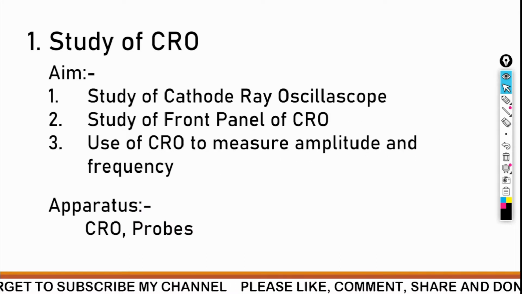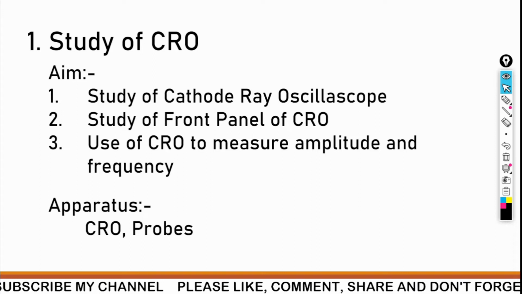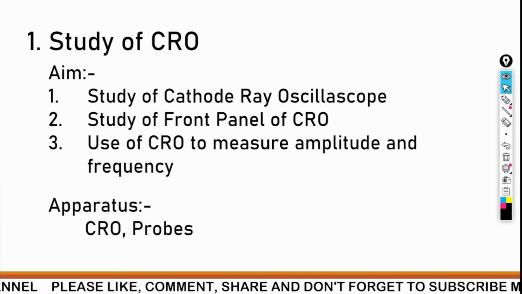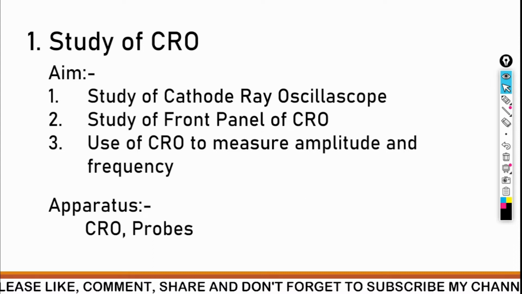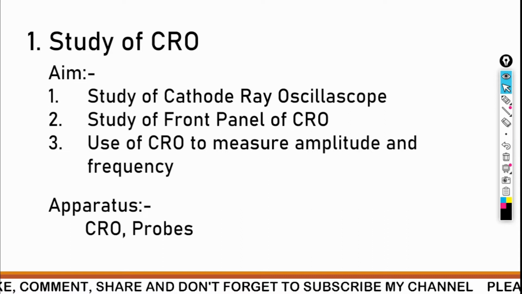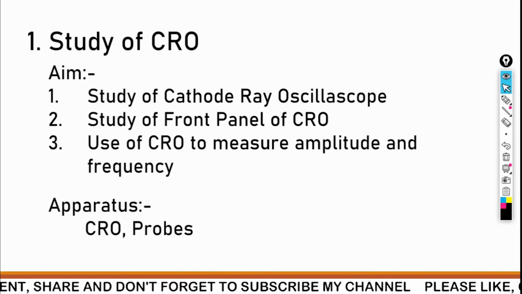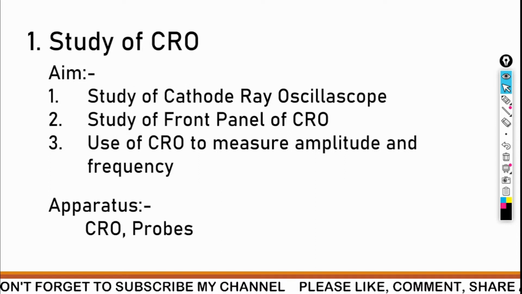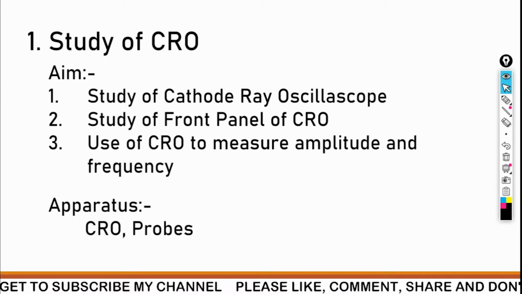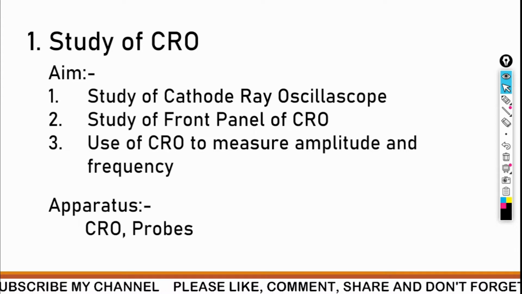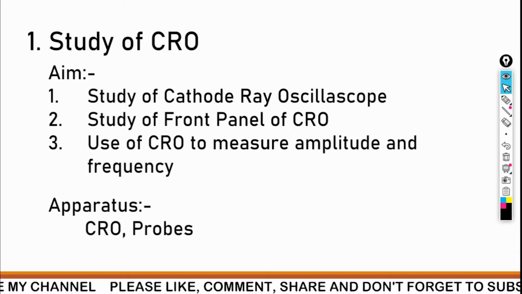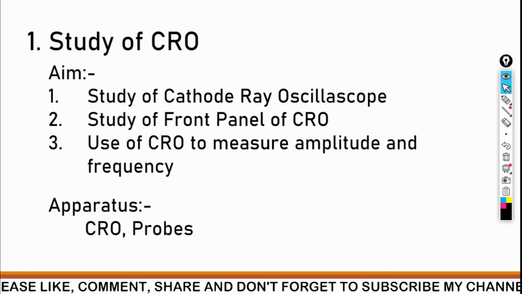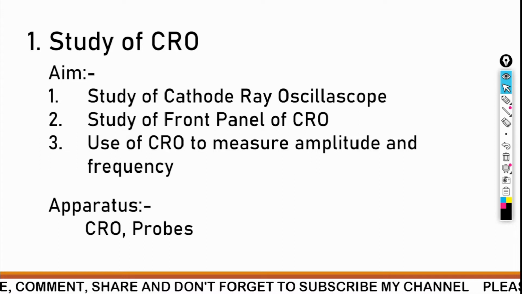So in the study of CRO, the aim of this particular experiment is to study CRO, that is cathode ray oscilloscope, to study the front panel of CRO, and the use of CRO to measure amplitude and frequency. It may be a square wave, a triangular wave, or a sine wave. We can measure the amplitude and frequency of all these signals. What we require in this case is apparatus, that is CRO, cathode ray oscilloscope, and we require probes for connection from the external world or from external equipment.